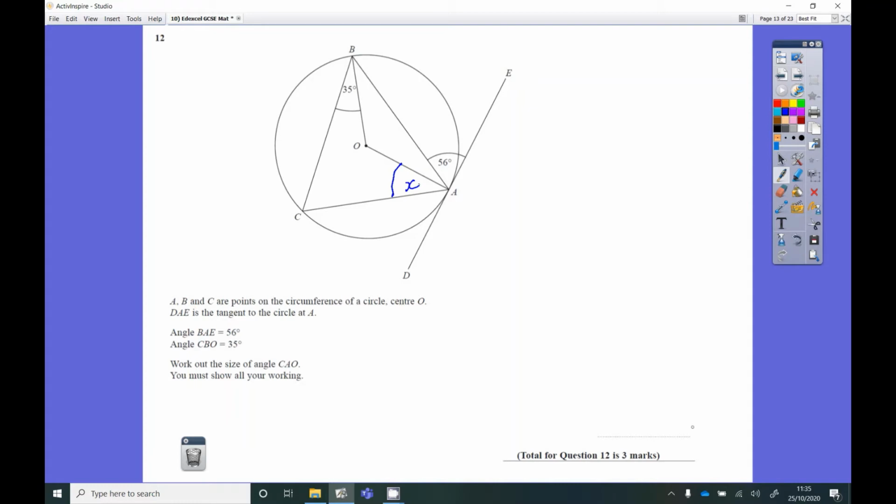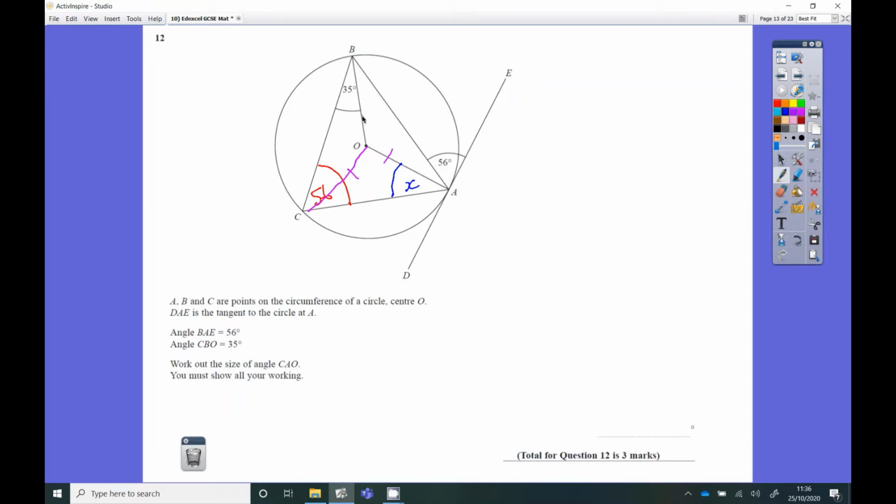Now, the way I see it is, let's start off by working out that angle there. That angle there is 56 degrees from the alternate segment theorem. So that angle there equals that 56 there. Now, I think it's easiest if you just pop in that line there, that radius there. So we've then got an isosceles triangle with that length being the same as that length. Okay, they're both radii of the circle.